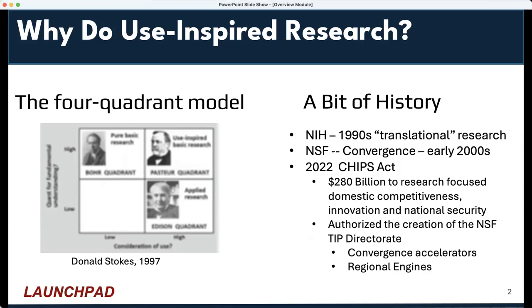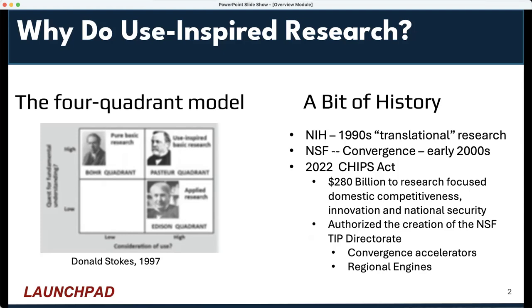So I want to give you just a very quick bit of history. First of all, the NIH in the 1990s came up with this idea of translational research. In the early 2000s, the NSF came up with this idea of convergence. And the CHIPS Act, most recently in 2022, created a large fund, $280 billion, to fund research focused on domestic competitiveness, innovation, and national security.